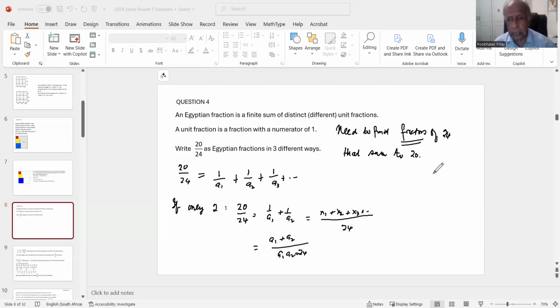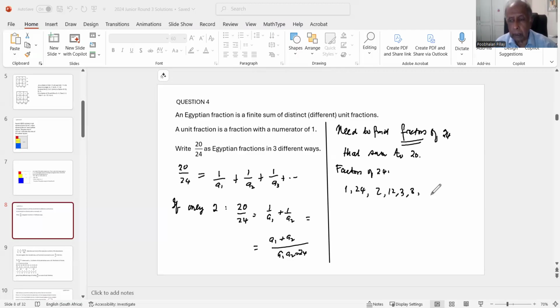Right. Okay, so the next thing to do is to find what the factors of 24 are, and we'll look for factors which add up to 20. So let's first find what the factors of 24 are. Factors of 24: it's 1 times 24, 2 times 12, 3 times 8, 4 times 6. And that's it. After this, you're going to have 6 times 4, which is repeated.